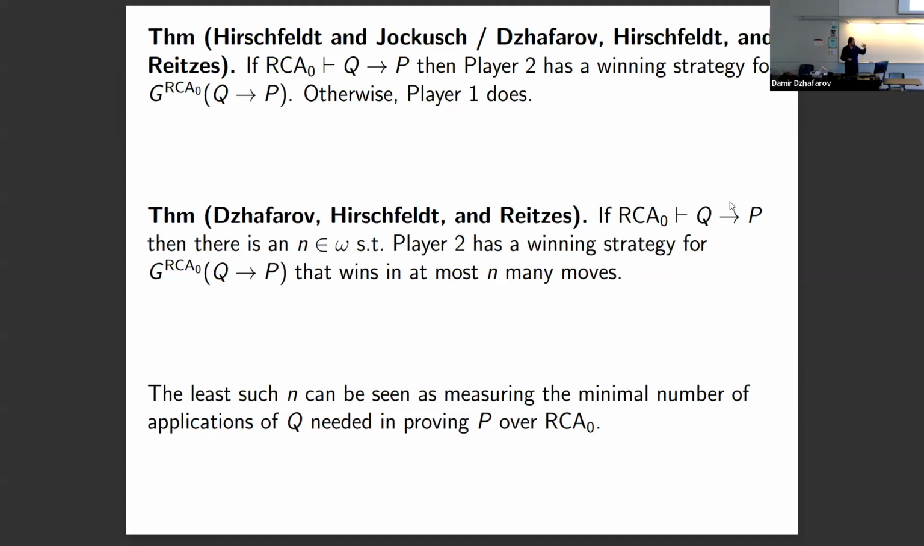That makes sense, I think, because the least n can be seen as measuring the minimum number of applications of Q needed in proving P over RCA naught, right? Because this corresponds to provability. It makes sense that that number is finite, independent of the answers, because after all, a proof is a proof, right? It's a finite object. It can only really mention Q finitely often, right? So it makes sense that we only have finitely many applications. And this gives us a nice way, that is not dependent on a particular proof system or your interpretation of what it means to use a principle in a proof, of measuring the minimal number of applications of one principle needed in proving another. And as I said, we can work over other systems, not just RCA naught.